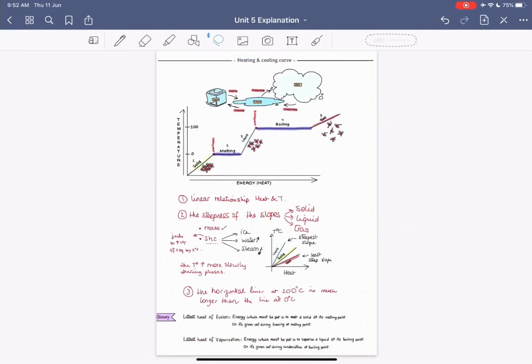Last thing I want you to know is that this specific melting point and this specific boiling point are called the latent heat of fusion and the latent heat of vaporization.